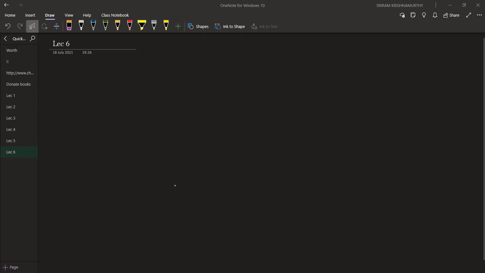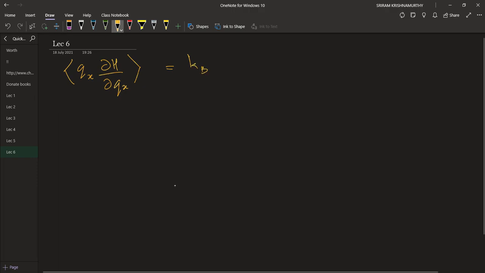The first thing that we did in the previous lecture was writing the average of the energy in terms of kBT. So we saw that any energy that appears quadratically contributes half kBT to any particular degree of freedom for a particle, right? So similar principles we can apply for the potential energy also.